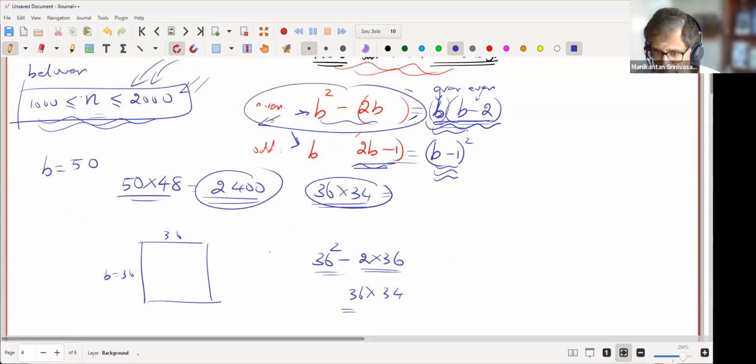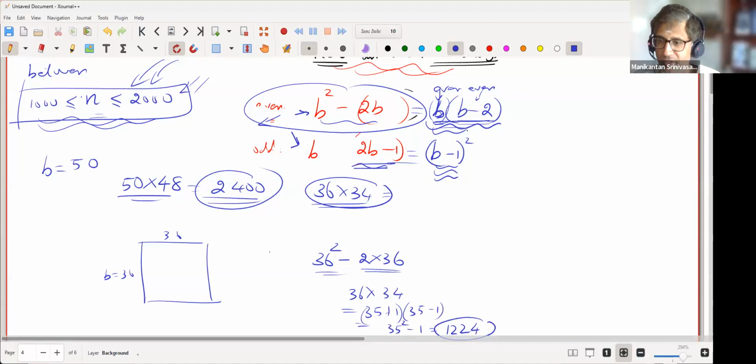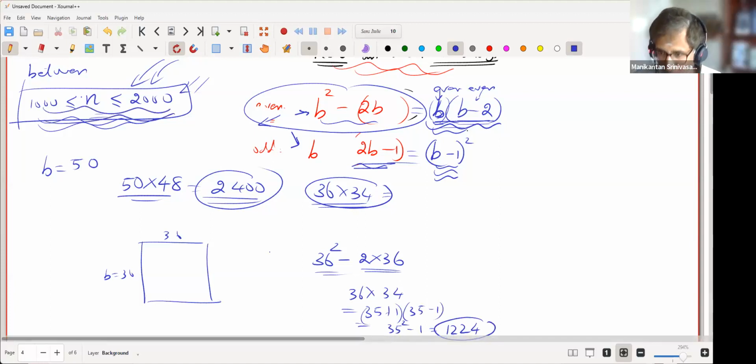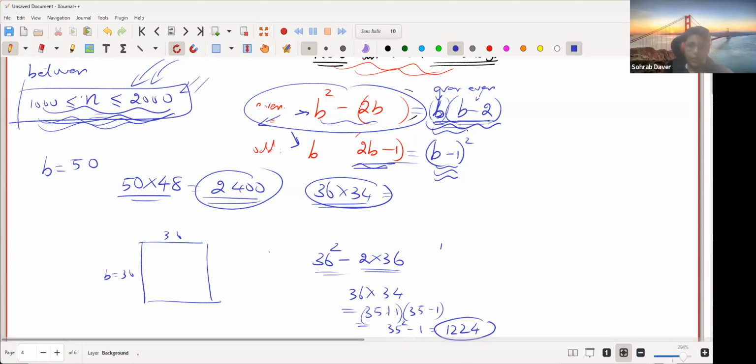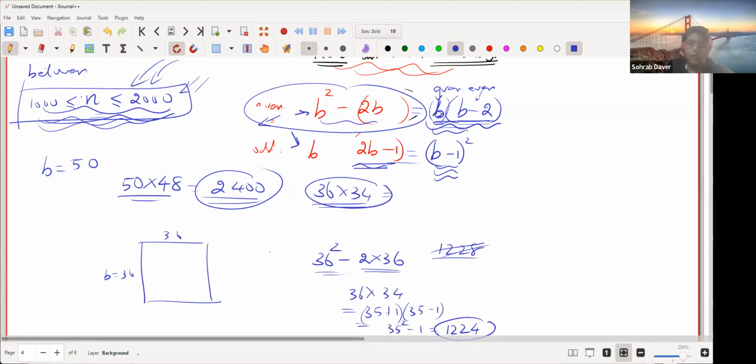Which by the way simplifies, just for ease of calculation, to 35 plus 1 into 35 minus 1. You should be able to do calculations like this, which is 35 square minus 1. You with me, Saurabh? So which is 1225 minus 1, which is 1224. 1224 is one of the special numbers in the range 1000 to 2000 which could work out. Does this make sense? But 1228 will not, right? So only a few numbers will work out. How many is the question. Is it clear? Yes. Good.